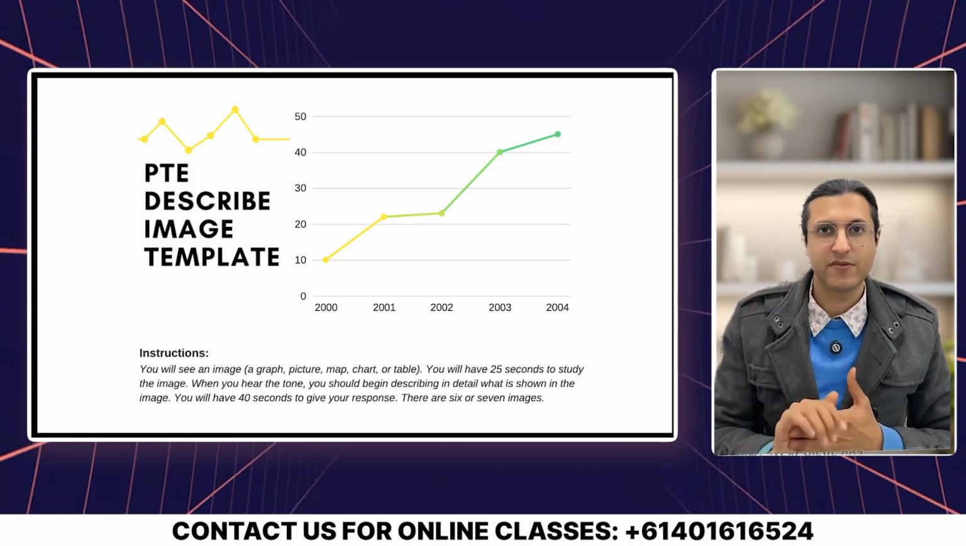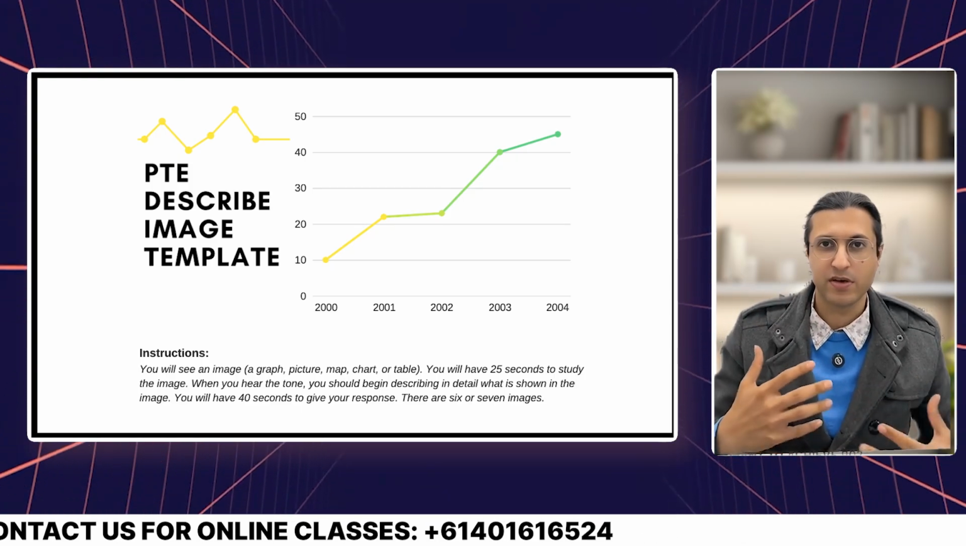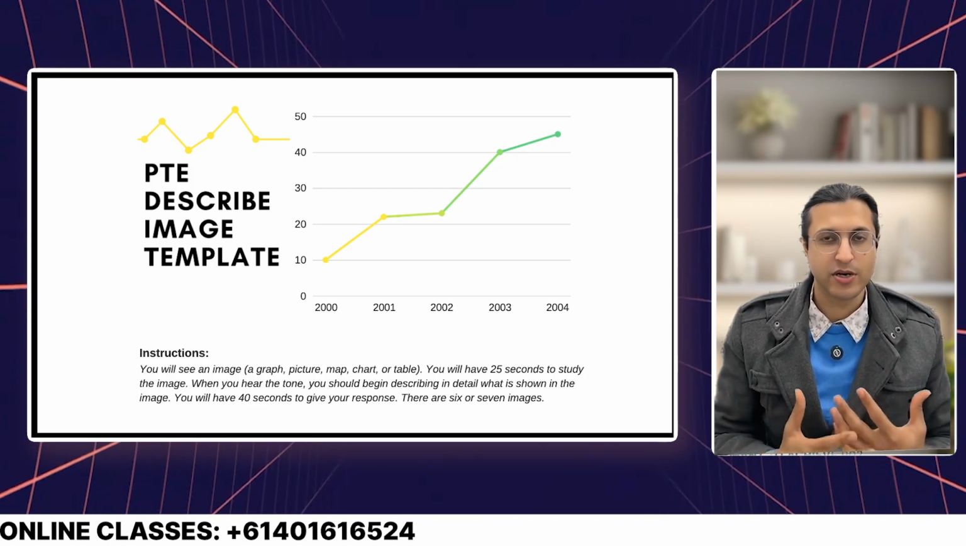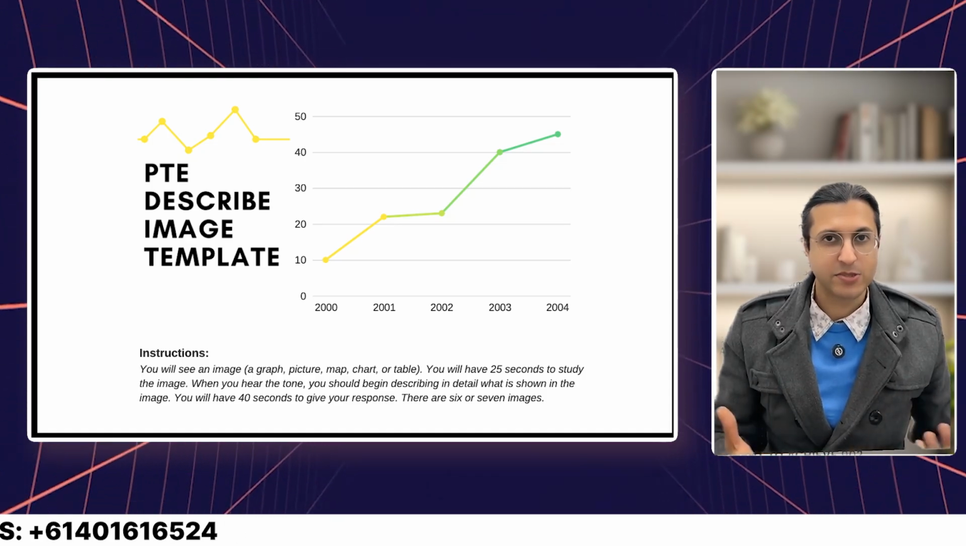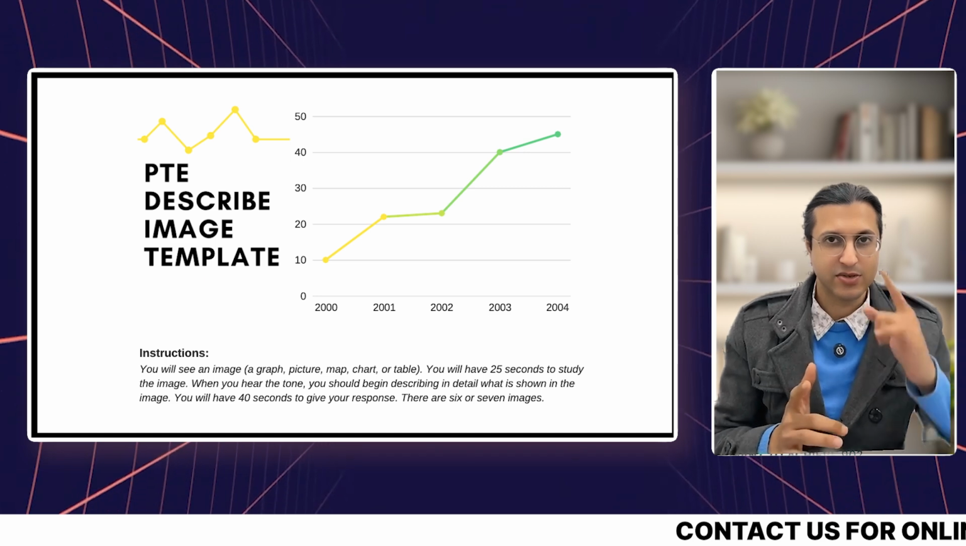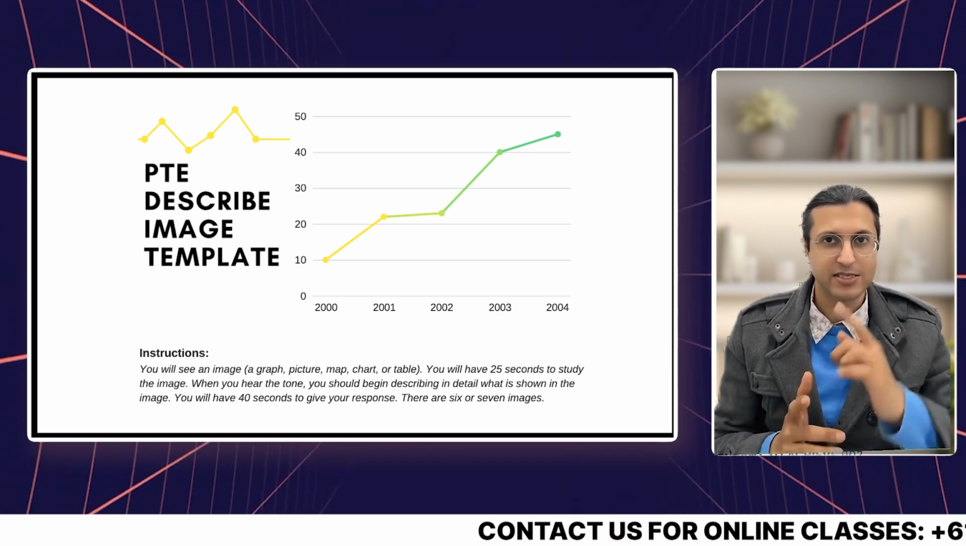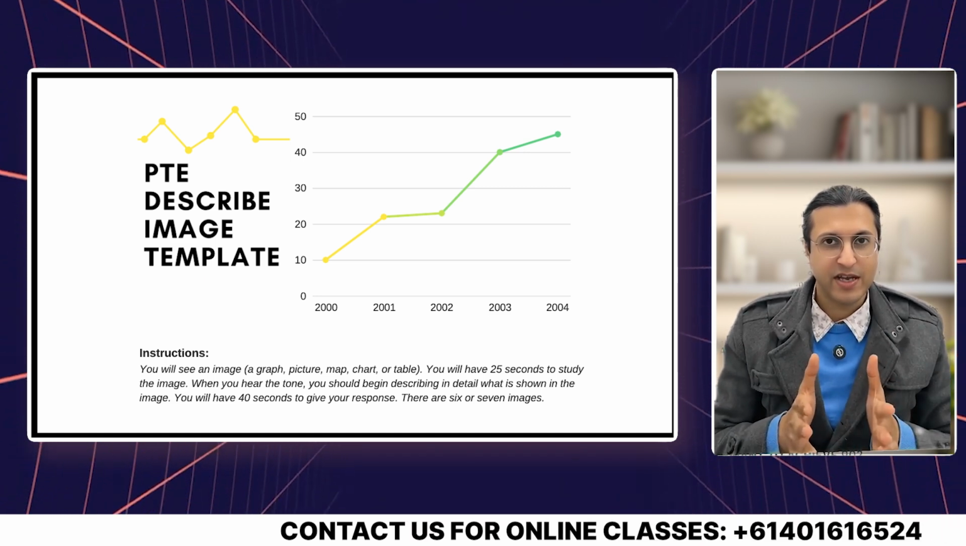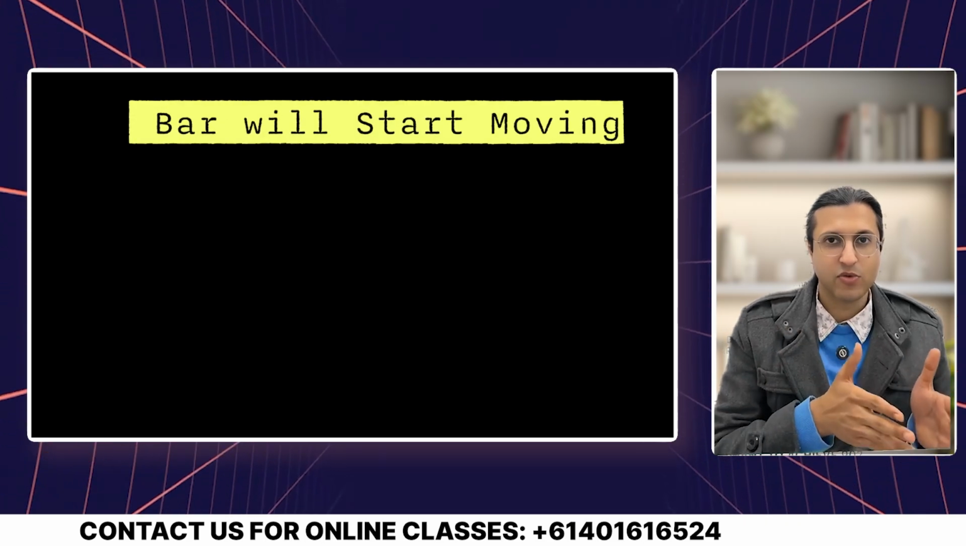Now, Describe Image is a task in the PTE test where you're given different types of images. You get 6 to 7 questions, which could be in the form of a graph or a chart or a picture. Could be any image basically. You get 25 seconds to look at the image and understand it. As you can see, there's a prompt which you see in the real exam as well. And after that, a bar will start moving.